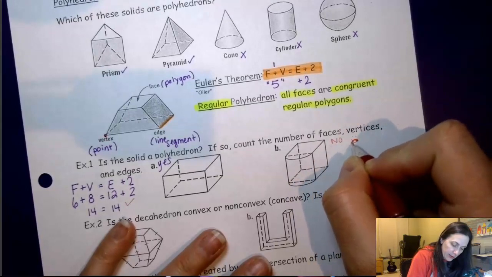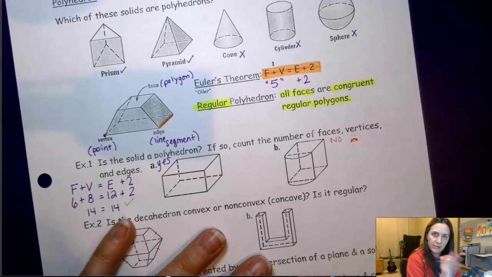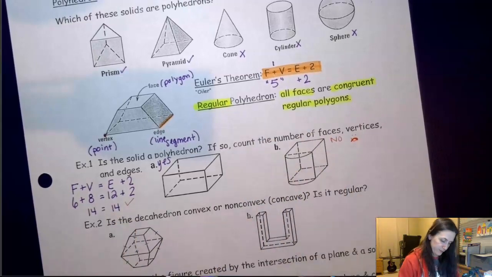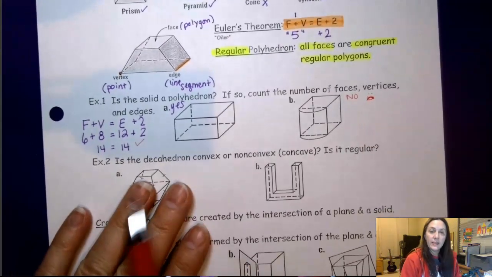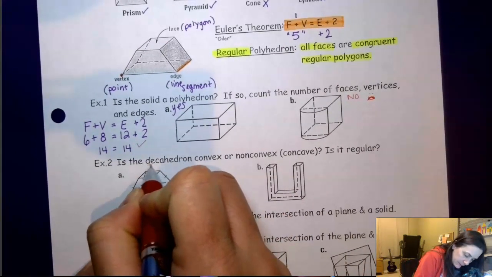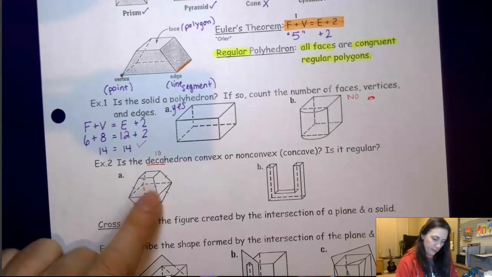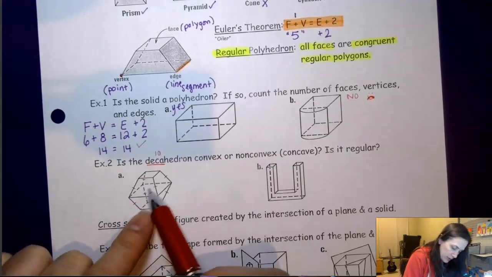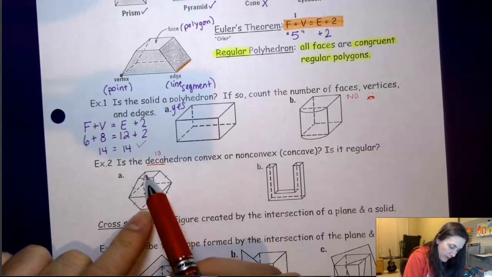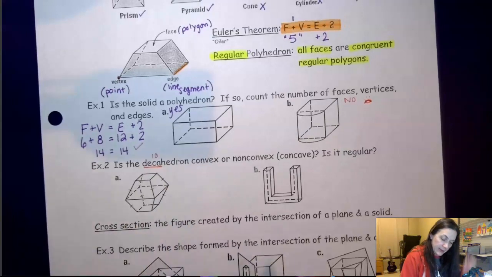Oh, sad face, sad face. This one is not, because it has this curved cylindrical edge. These are decahedrons. What do you think deca means? Deca means 10-sided polyhedrons. So I have 1, 2, 3, 4, 5, 6, 7, 8, 9, 10 sides.